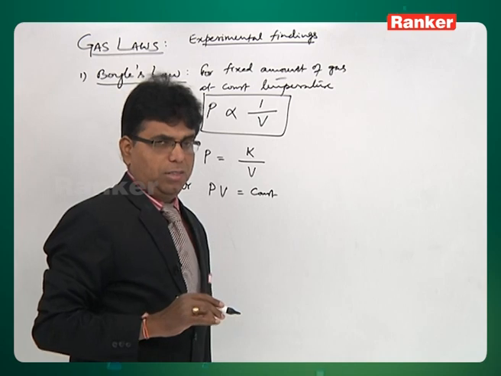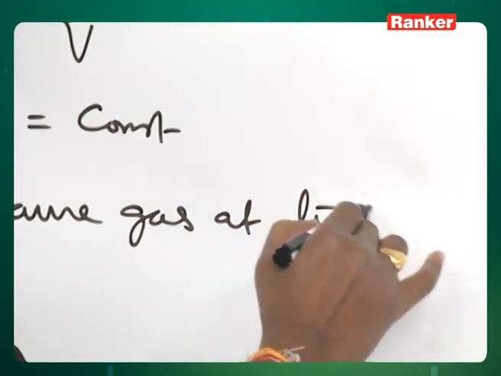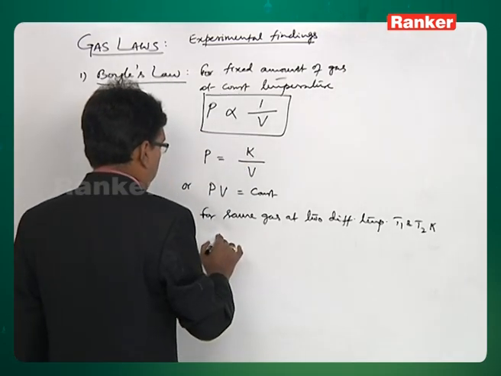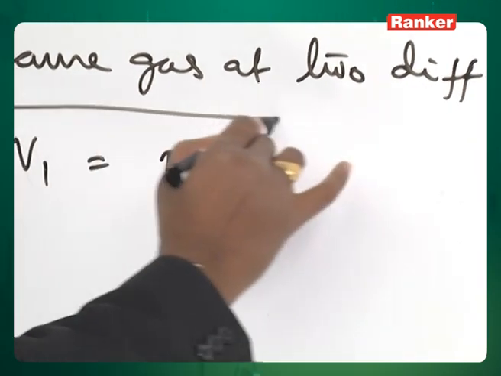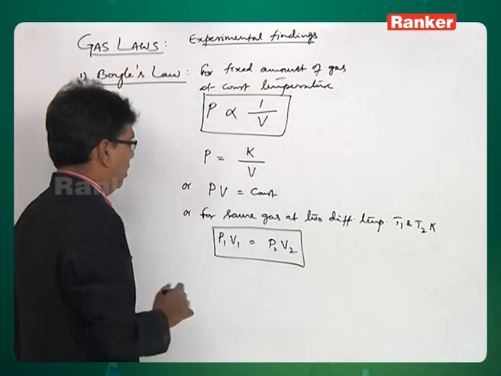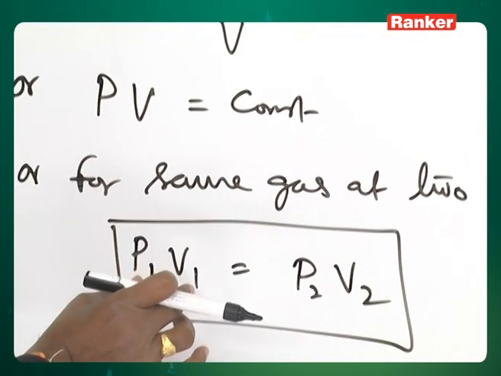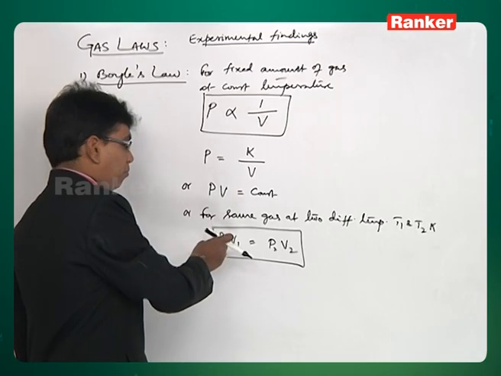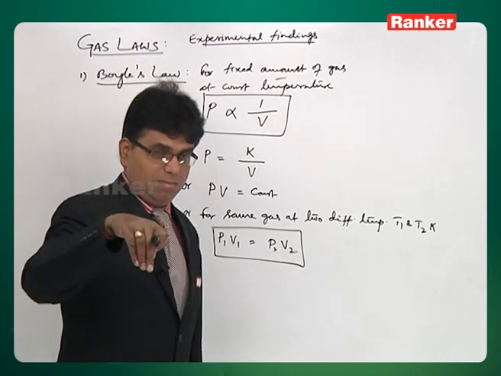or for the same gas at two different temperatures, T1 and T2 Kelvin. If the pressure is P1 at T1, volume is V1, then the pressure at temperature T2 is P2 and volume is V2, then we can also write P1 V1 is equal to P2 V2. This is what is defined in Boyle's law, because here PV is constant. So what you can understand is that if P increases, V decreases, or if P decreases, V increases, but overall the product of P and V always remains constant as long as the temperature is constant.